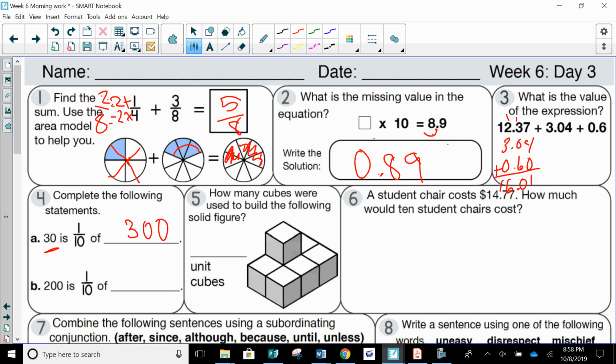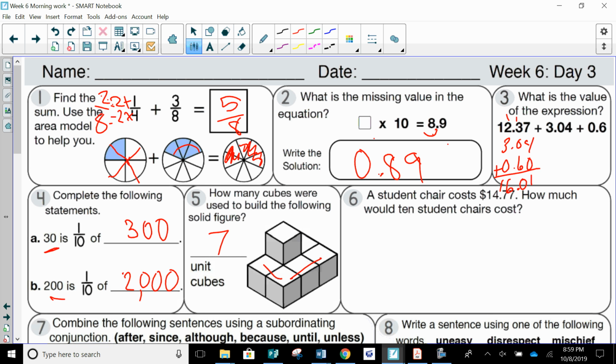Okay, and 200 is 1/10 of, same thing, I'm moving it over one place to the left to get 200, which means I need to move it back one place to the right, which means I'm adding a 0, which makes it 2000. Okay, number 5, it says how many cubes were used to build the following solid figure? Well, if I have 1 sticking up, that means there has to be 1 underneath it supporting it. Well, if I have 2 here and 3 here, 2 times 3 is 6, plus 1 more is 7.